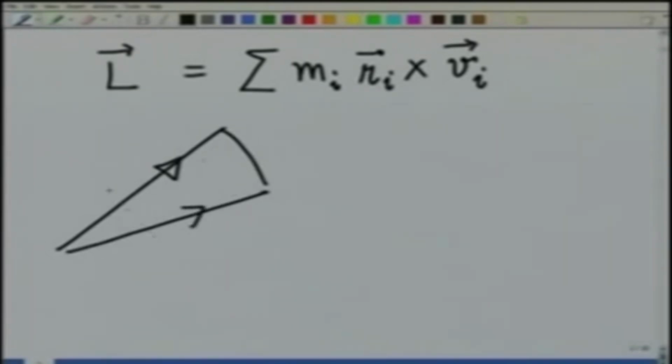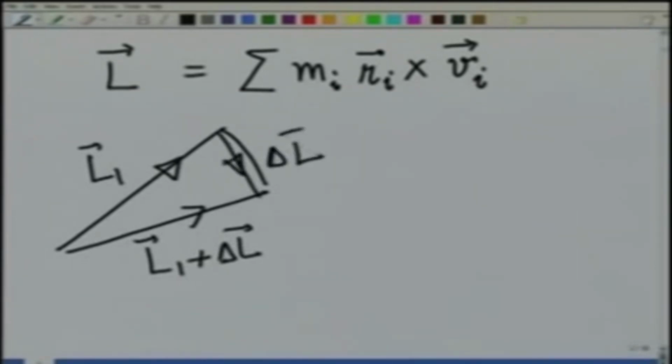So that if this was L1 and this was L1 plus delta L, this could be the change delta L in its direction. In that case, the axis of rotation may also change, and these kinds of changes in delta L give rise to a little more complicated dynamics. The body may change orientation in many different ways. This I show by a few demonstrations after this.